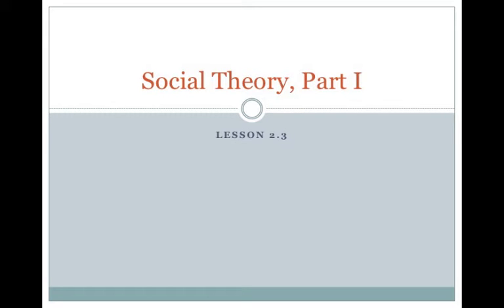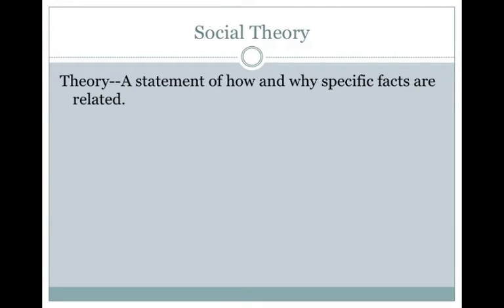So theory is a way of coming up with all this data, generating information about human behavior, and then merely organizing it in an effective and manageable way. Just to give you a definition, theory is a statement of how and why specific facts are related. Again, a statement of how and why specific facts are related.